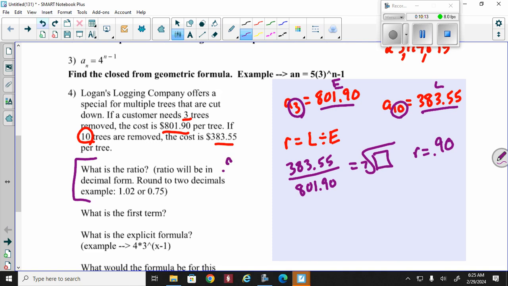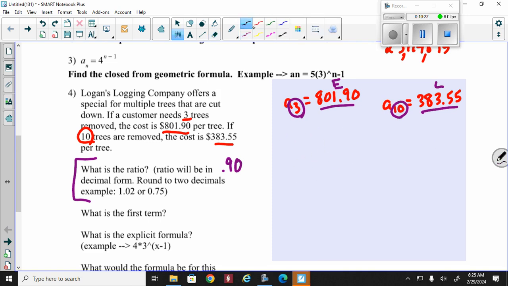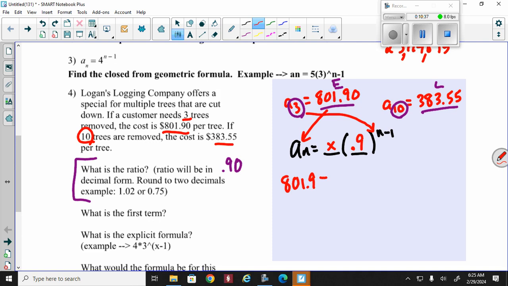My R is 0.90. So now at this point, everything changes back to like question number 2. Now I got to find my first term. So A of n is equal to something, parentheses something, n minus 1. I already know that this is 0.9. I need to find my first term. I'm just going to take 800 there and take 3, plug it there. So 801.9 is equal to x, 0.9 to the 3 minus 1 power.